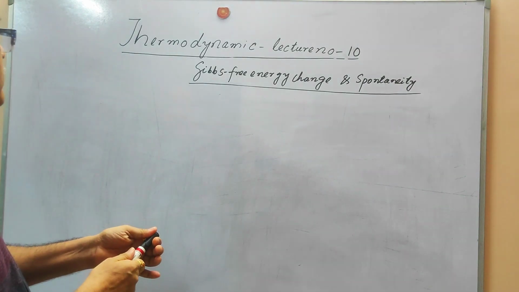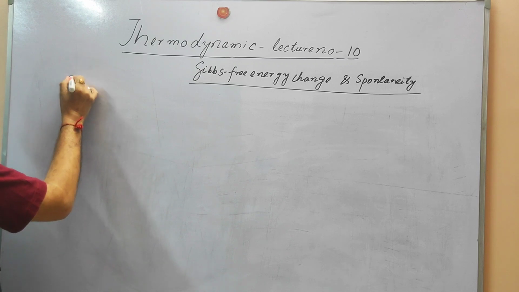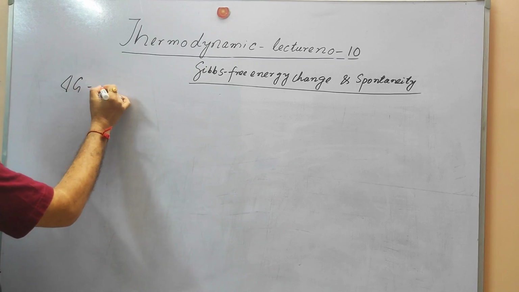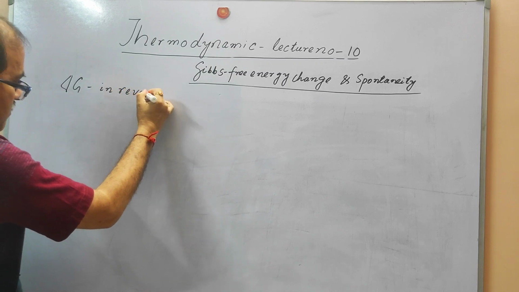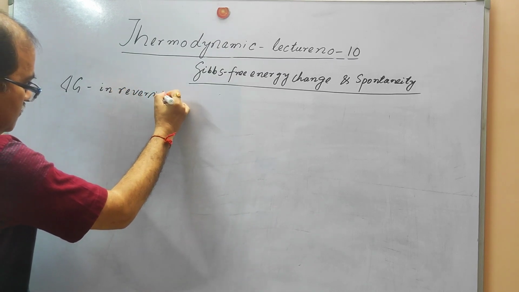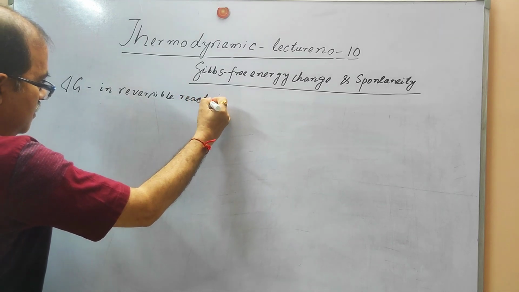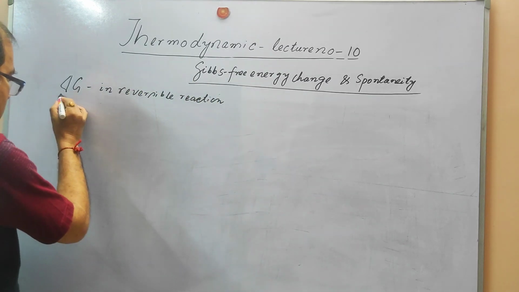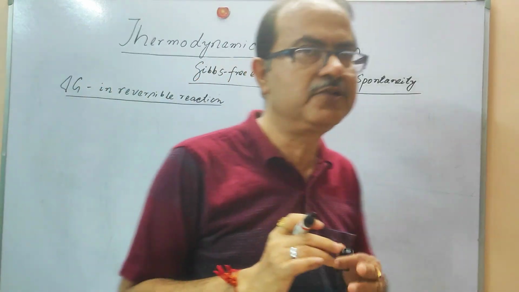We are going to discuss the change of the Gibbs free energy, delta G, in the reversible reaction. In the reversible reaction, what will be the change in the Gibbs free energy when the reaction is reversible?